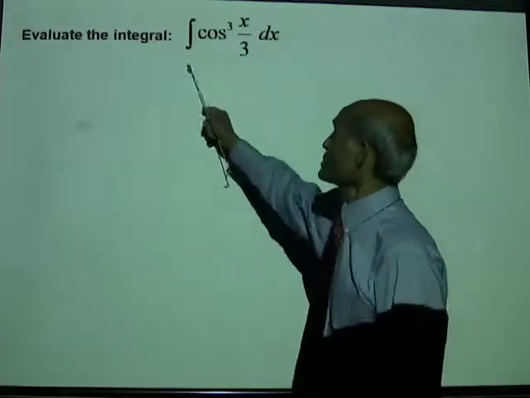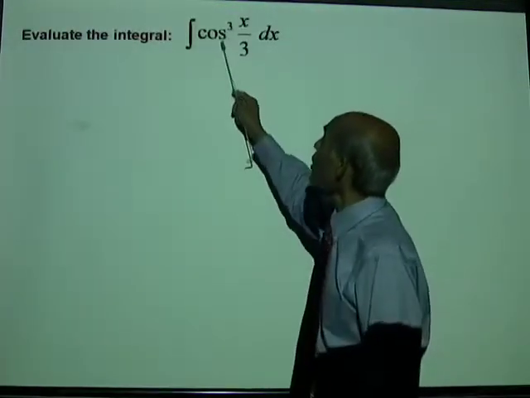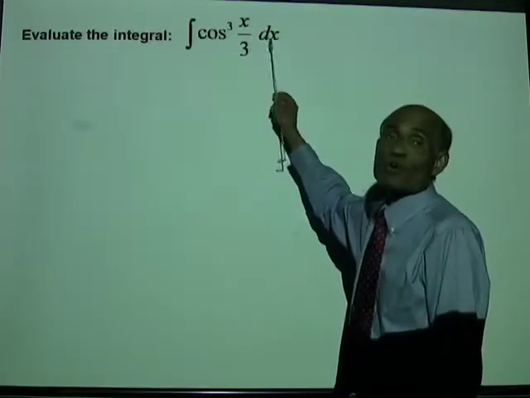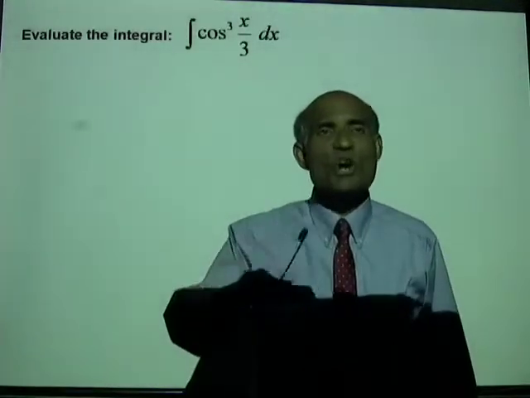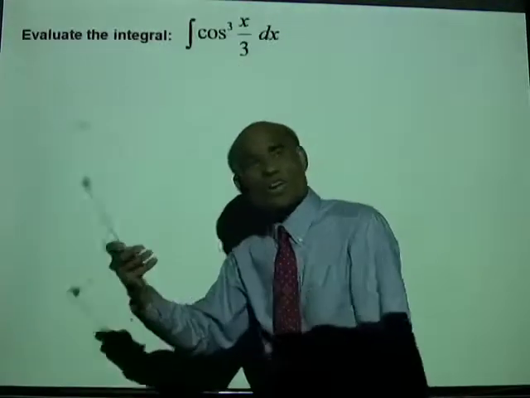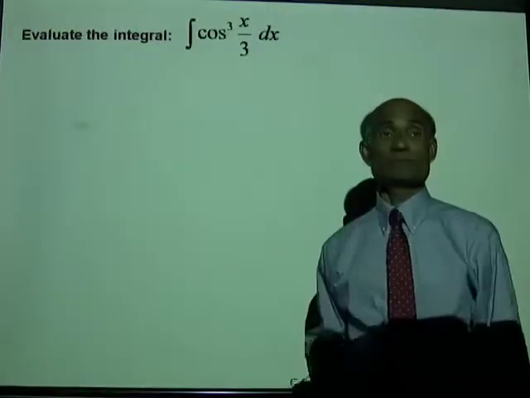Okay, let's integrate this. Evaluate the integral cos cube x over 3. Well, this is the same as integrating cos cube x dx. The only difference here is it is x over 3. That doesn't make much difference. So what's the method here?